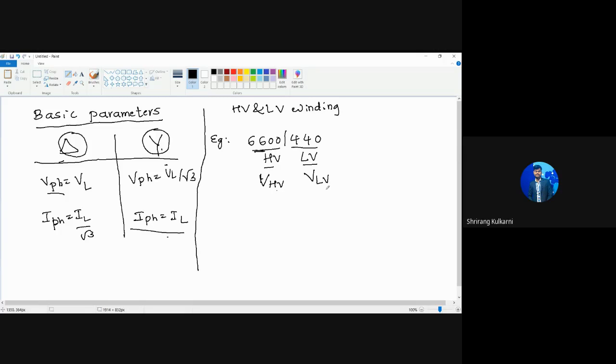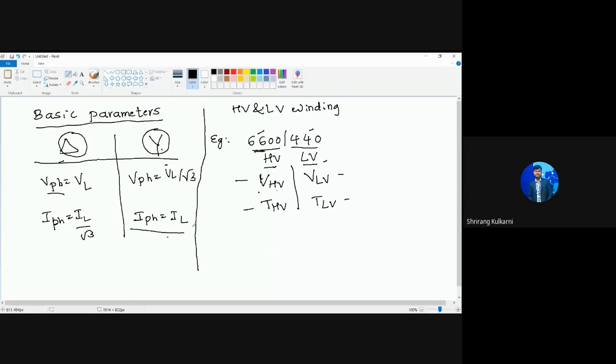If the number of turns on the high voltage side is THV, then on the low voltage side it is TLV. So VHV is the voltage at the high voltage side, VLV the voltage at the low voltage side, THV the number of turns on the high voltage side, and TLV the number of turns on the low voltage side. We are naming all these things like this. You have to remember these namings when solving problems.